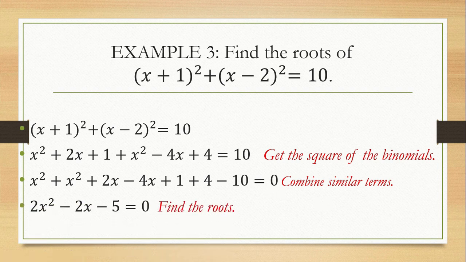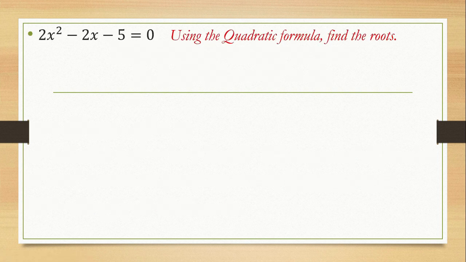Then we have to find now the roots because our new equation is now 2x squared, because x squared plus x squared is 2x squared. Then the difference of 2x and 4x is negative 2x. Then 1 plus 4 is 5. Then 5 minus 10 is negative 5 equals 0. Now we will be using the quadratic formula to find the roots of the quadratic equation.